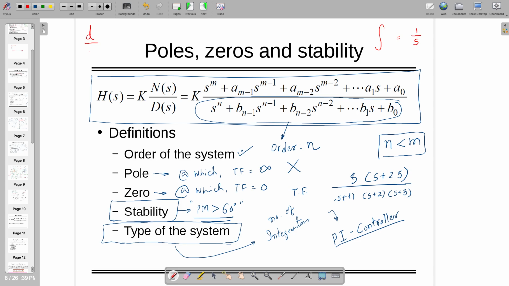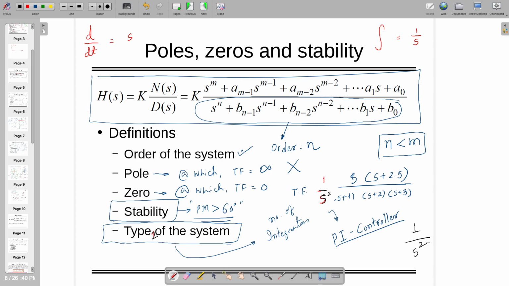And derivative is equal to just s, right? So if my system has 1 by s, means only one integrator is there, so it's a type 1 system. If there are two integrators, it means type 2 system, and so on as you increase the number. But there is a difference between order and type. Type is not equal to order. Sometimes it is. If the system is just this one, then order and type are both the same, right?